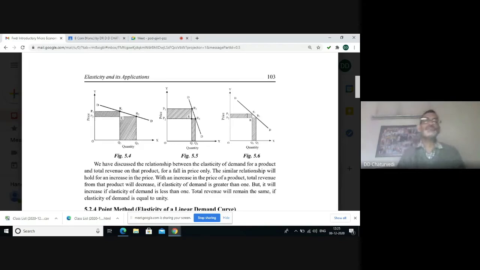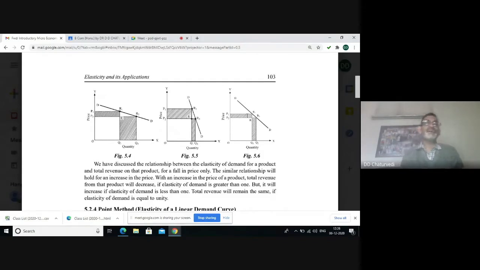In the second case shown in figure 5.5, increase in quantity is by a smaller percentage or proportion than decrease in the price. So increase in total revenue or expenditure due to rise in the quantity is less in comparison to decrease in total expenditure due to fall in the price. So we find that in net terms, there is fall in total revenue or expenditure due to fall in the price of the commodity. So this is a case of inelastic demand.